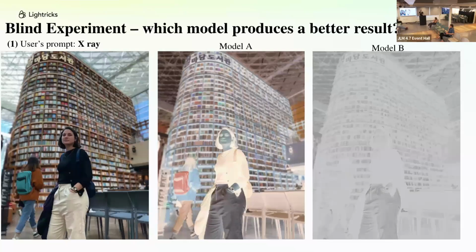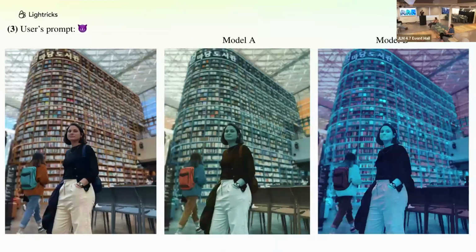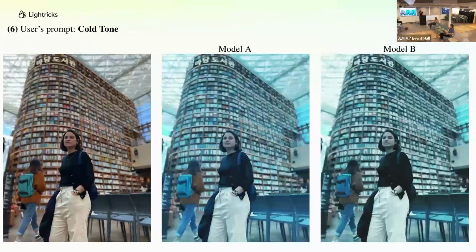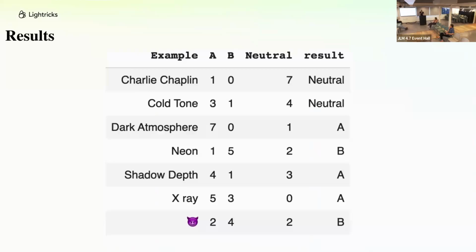This is the whole point. The participant should choose which model produces a better response, which is more relevant and looks good. They can also be neutral if there is no big difference or they don't know the answer. Here we can see different prompts. For example, this emoji, neon, shadow depth, cold tone. For example, here I would say neutral because the results are pretty much the same. Charlie Chaplin, the welding mask. And overall for Charlie Chaplin and cold tone, it's neutral.